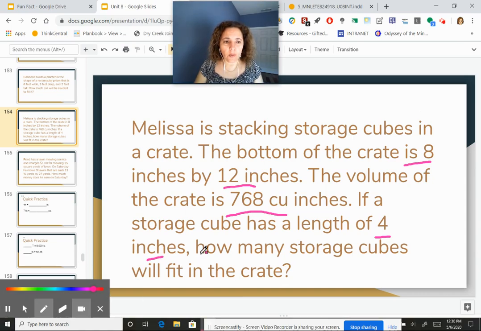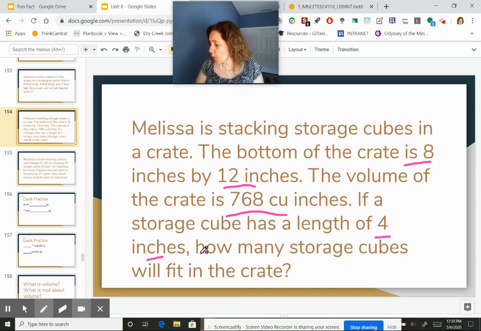Okay, so did you think you figured it out? Okay, so if you got 12 storage cubes, you'd be correct. If you didn't, work this with me and I will explain it, okay? So I know the bottom of the crate is 8 by 12 inches, okay? And the volume is 768. So what am I missing? Yes, I'm missing the height, right? So I need to find the height.